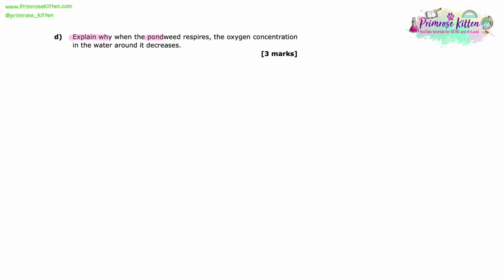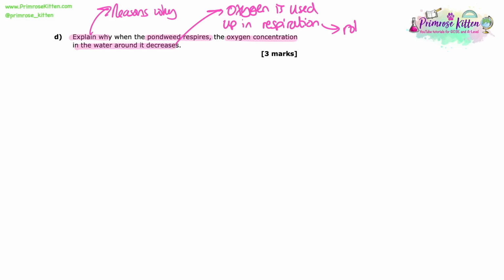Explain why, when the pondweed respires, the oxygen concentration in the water around it decreases. So it's an explain question, so we need to give reasons why. We're explaining why oxygen is used up in respiration. So obviously this is going to require us to talk about how and where oxygen is actually used up in the reaction. What role does it play in the reaction?